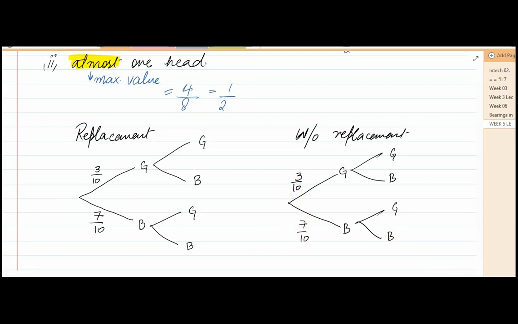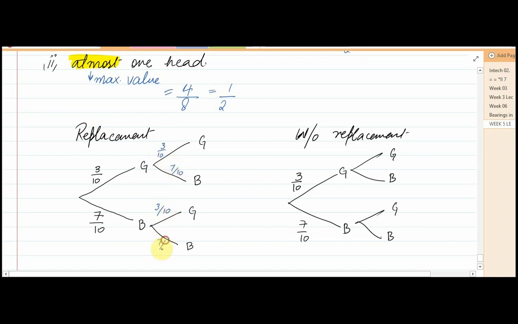Now listen carefully. If it is replacement, what is actually happening? You go into a room, there is a box. In the box there are some chocolates. The possibility of green is 3 upon 10, the possibility of blue is 7 upon 10. You pick a chocolate and without eating it you place it back. So in replacement there is no effect on the possibility, they are the same.